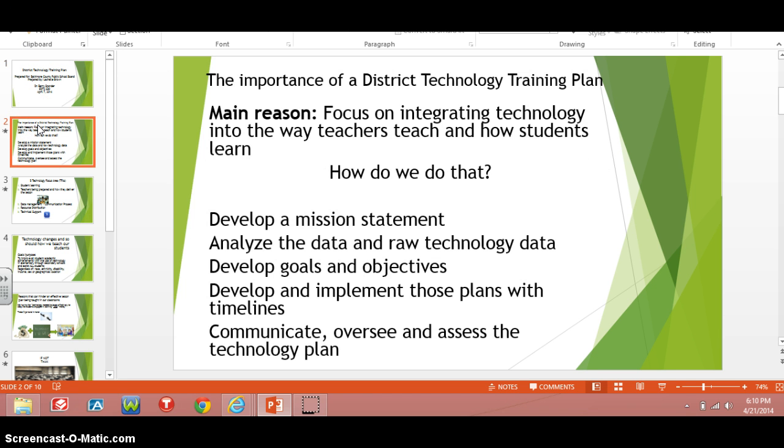Now, what we have here is the importance of a District Technology Training Plan. The main reason is to focus on integrating technology into the ways teachers teach and how students learn. Now you say, how do we do that? We need to develop a mission statement, analyze the data and raw technology data, develop goals and objectives, develop and implement those plans with timelines, communicate, oversee, and assess the technology plan.